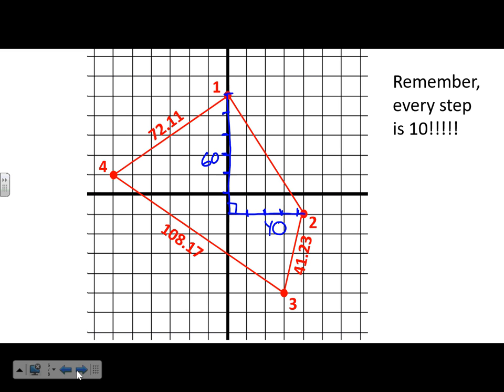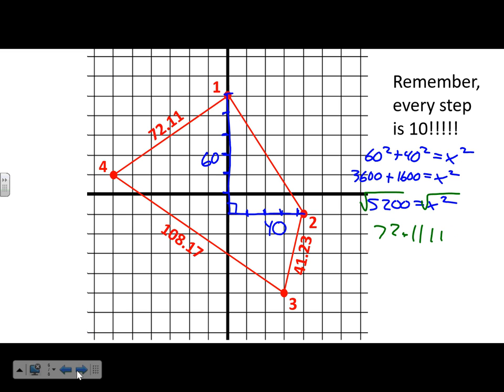Then to find that length, it's the Pythagorean theorem. 60 squared plus 40 squared is equal to x squared. I know these numbers look big, but just use a calculator. That's 3,600 plus 1,600. When you combine 3,600 and 1,600, you end up with 5,200. And remember, with the Pythagorean theorem, the last step is to take the square root. So the square root of 5,200 is 72.11111. It tells you to round to 2 decimal places. So this is 72.11.